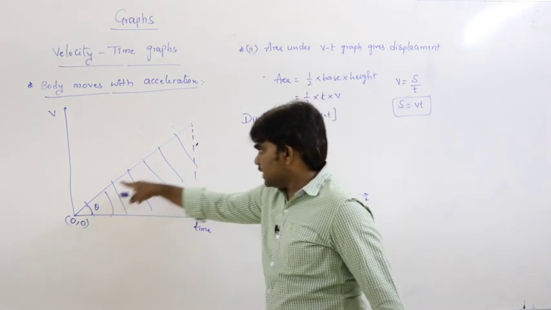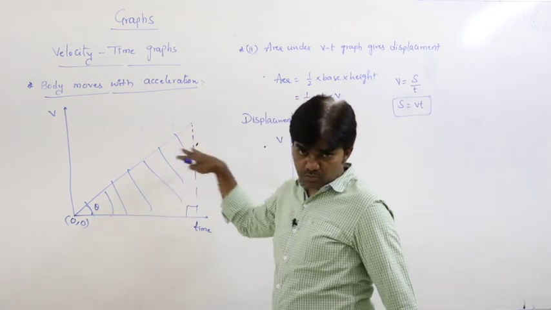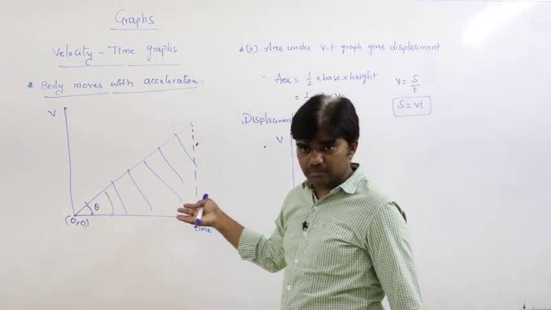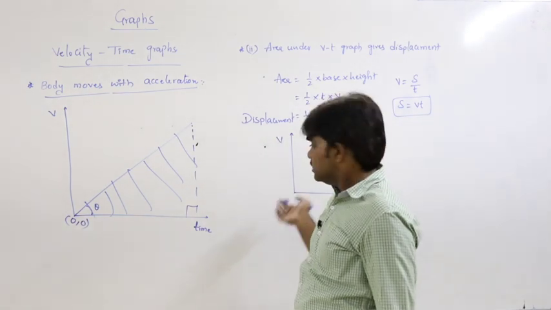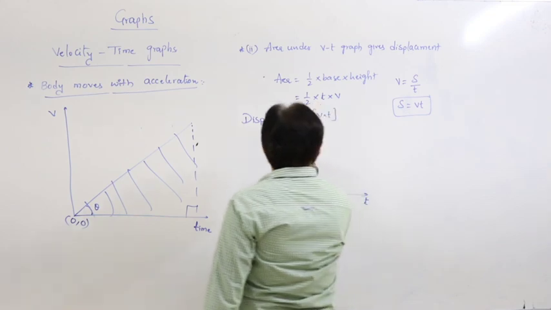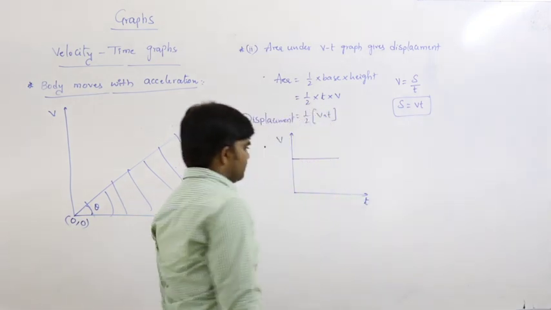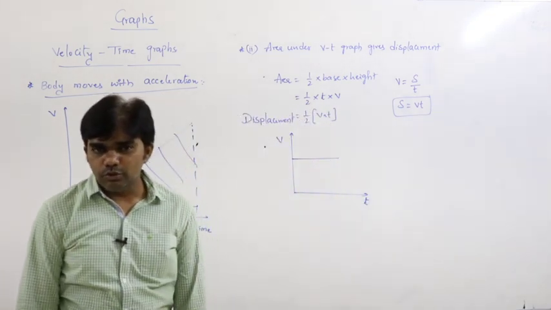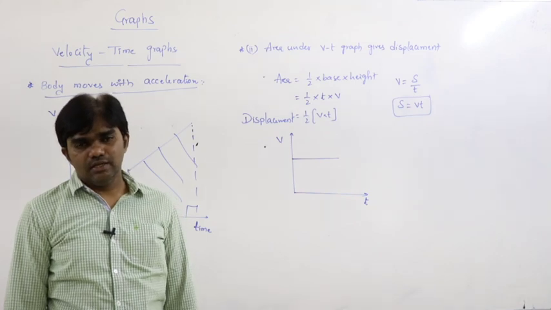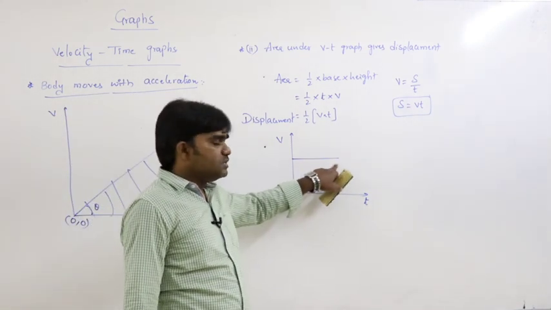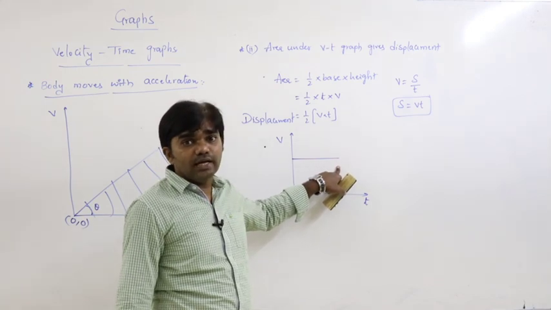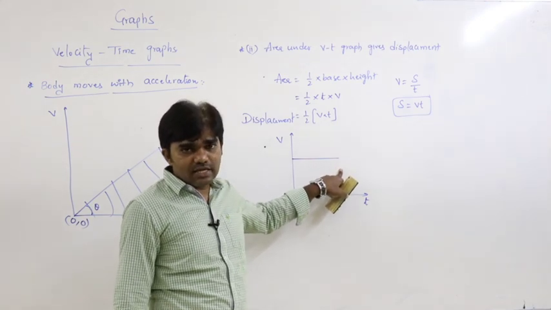If the body moves with acceleration, what is the shape? Triangle shape. That is half into base into height. We calculated this. But if the body moves with uniform velocity, what is the shape of the graph? It is a straight line parallel to the time axis, or x axis.